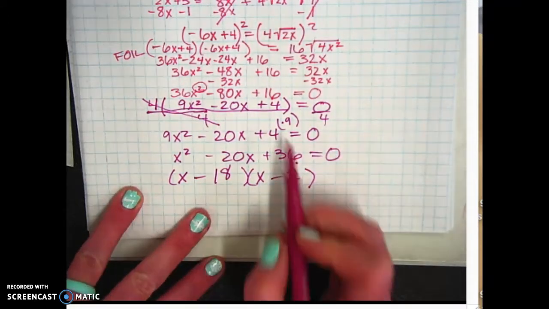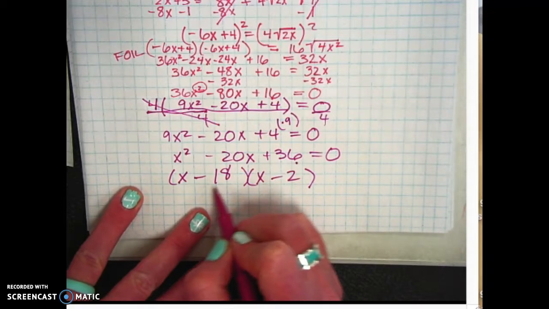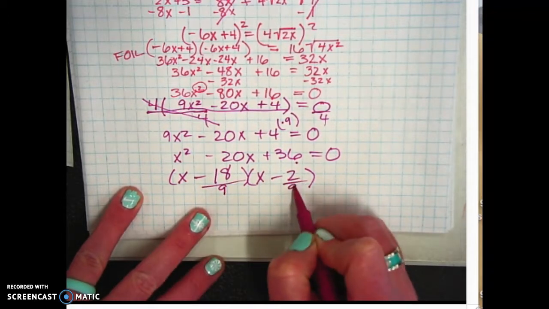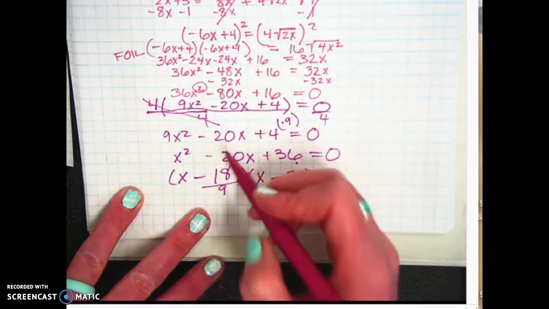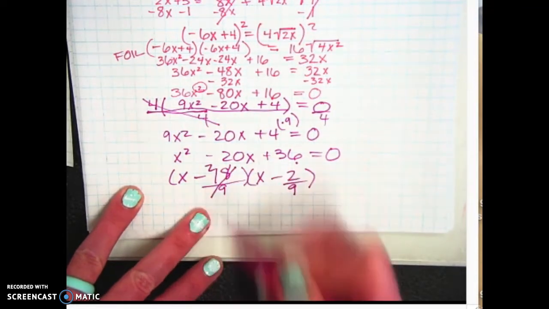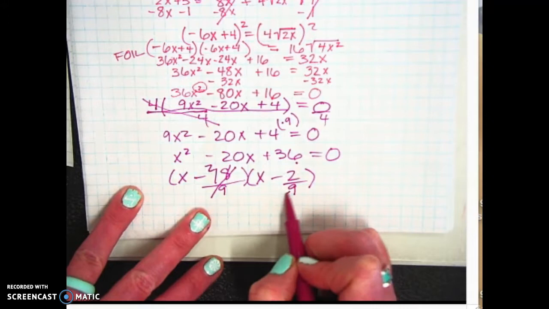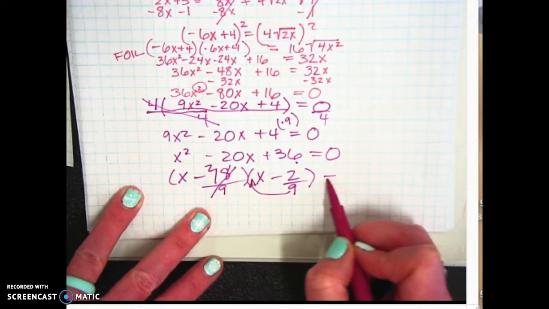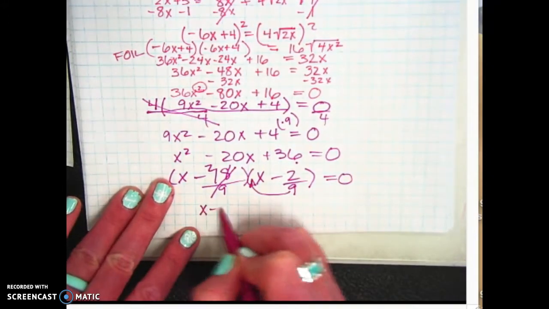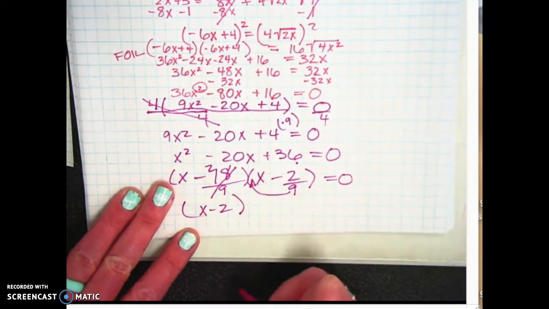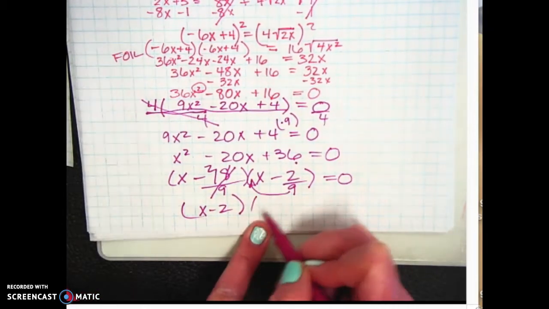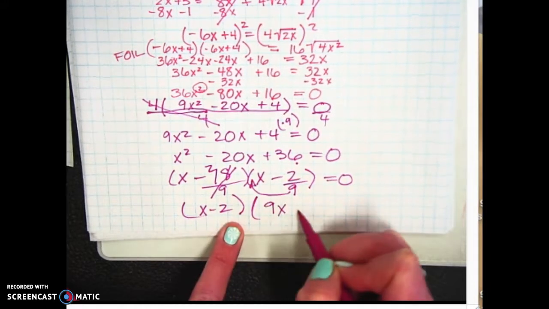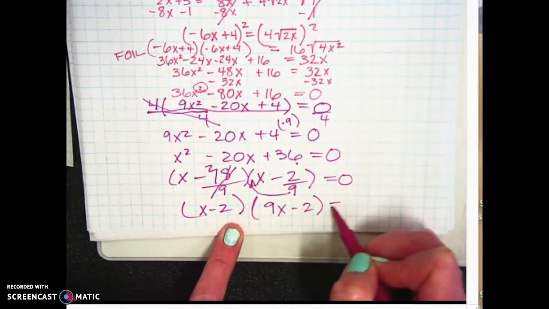We need to divide both of those by 9. Divide by 9. Okay? So this one's pretty easy. This one simplifies, right? This is just going to be x minus 2. But this one, we need to use our slip and slide rule. So we're going to have x minus 2. And then this one, the 9 slides out front. We're going to have 9x minus 2.